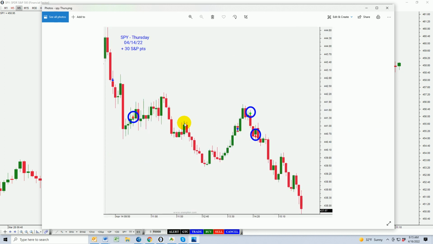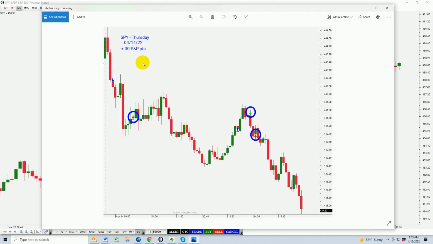Thursday, short here, out here. Okay, that's a small loser. Long here, out here. That's a small loser. But look at this winner here. Thursday, up 30 points for the day. That is almost 130 S&P points in 4 days.